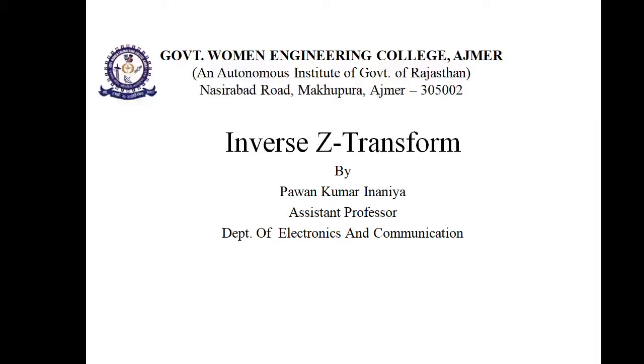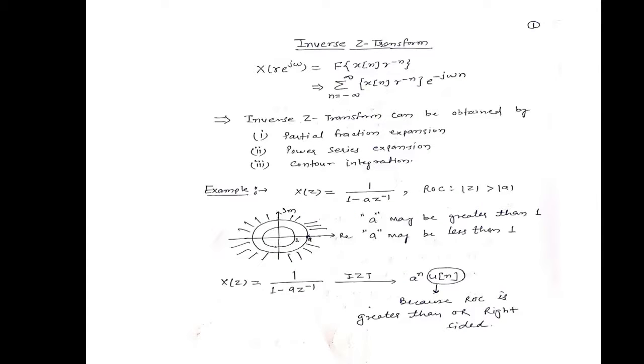So let's start with the basic relationship between the discrete time Fourier transform and the Z transform. X of r e to the power j omega: when we put z equal to r e to the power j omega, then we have this type of relationship. This is the discrete time Fourier transform of x of n multiplied by r to the power minus n.